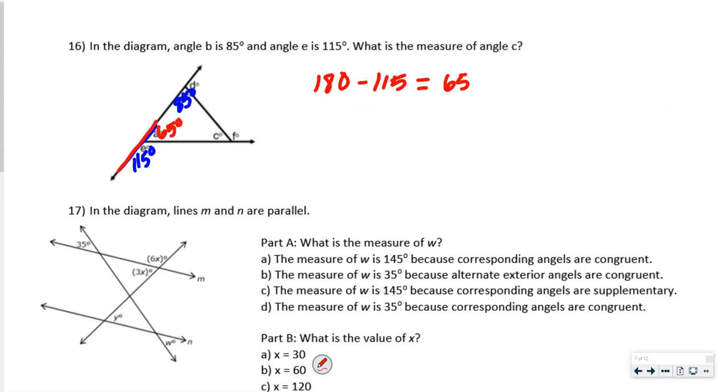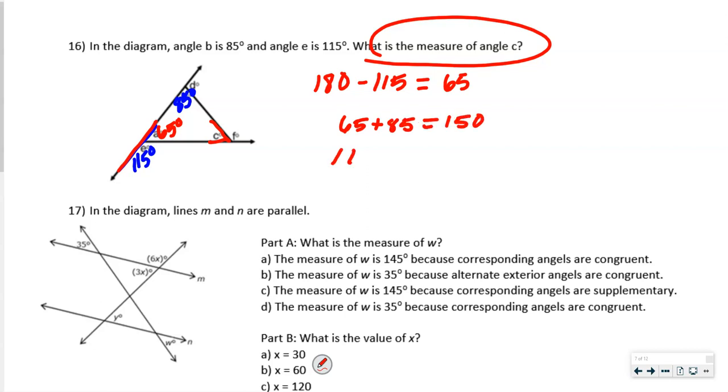Now the problem's saying what is the measure of angle C, okay? So we're actually looking for this one, and hopefully you remember that when you add the three angles together in a triangle, they have to equal 180, right? So we're going to add the 65 plus the 85. That's going to give us 150, and then we're going to subtract that from 180, okay? And that's going to give us our angle C. So that's going to be 30 degrees, right? So that's our answer. C is 30 degrees, okay?